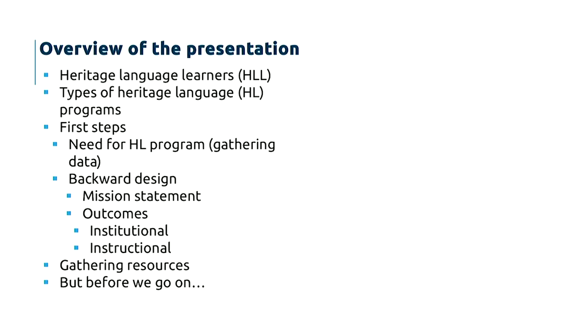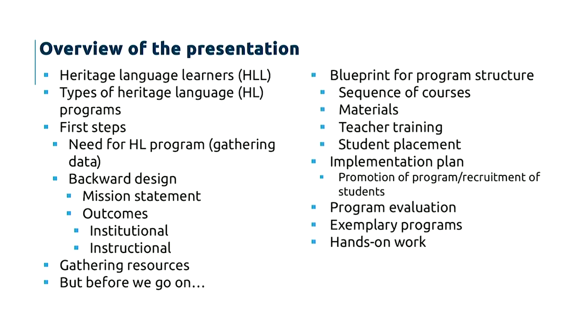Then we talk about backward design, how is it that we create our program, the mission statement, the outcomes, taking into account our institutions and also what we want to achieve instructionally. Then we'll talk about how we gather resources. But before we go on, we'll also talk a little bit about the learners, okay? What is it that we need to take into account? Then we'll talk about the blueprint for the program structure. We'll talk about the sequence of courses, the materials, teacher training, student placement, and finally the implementation plan.